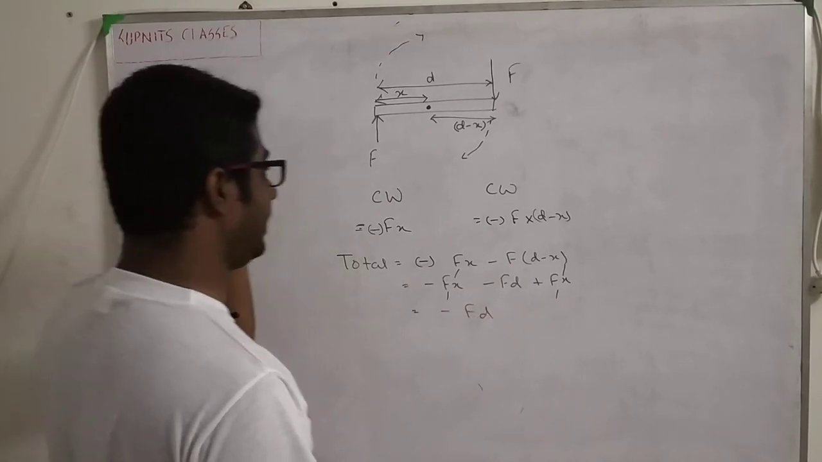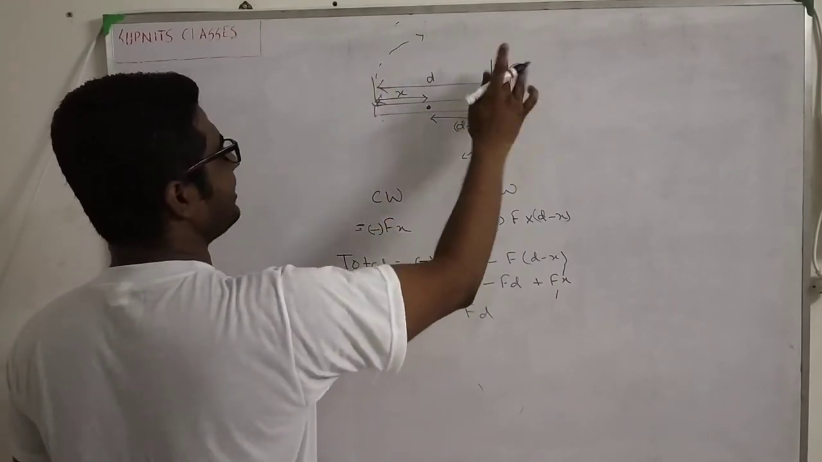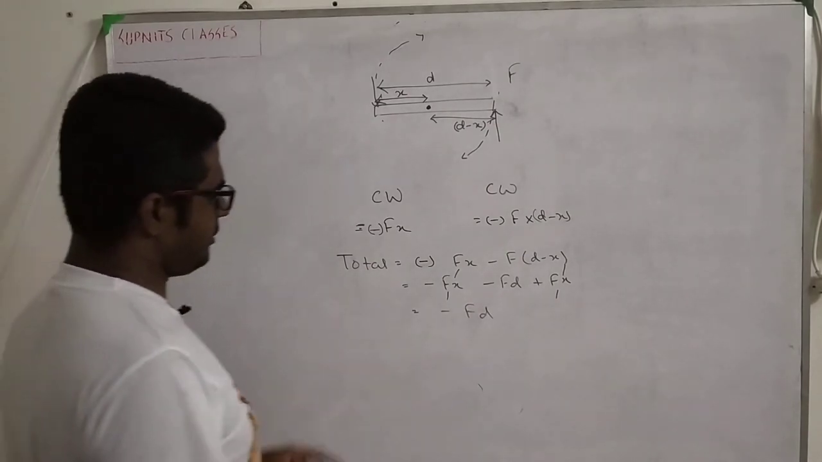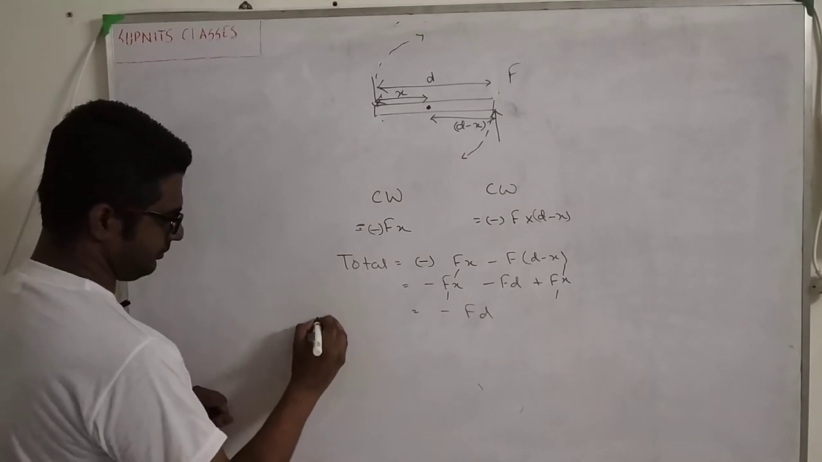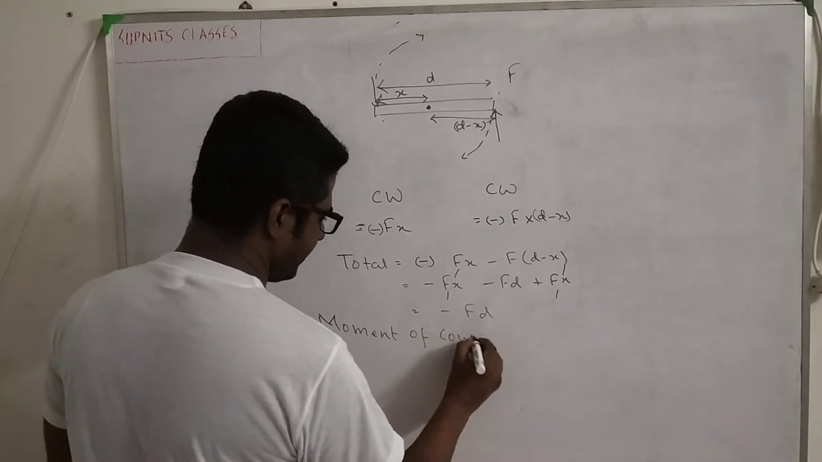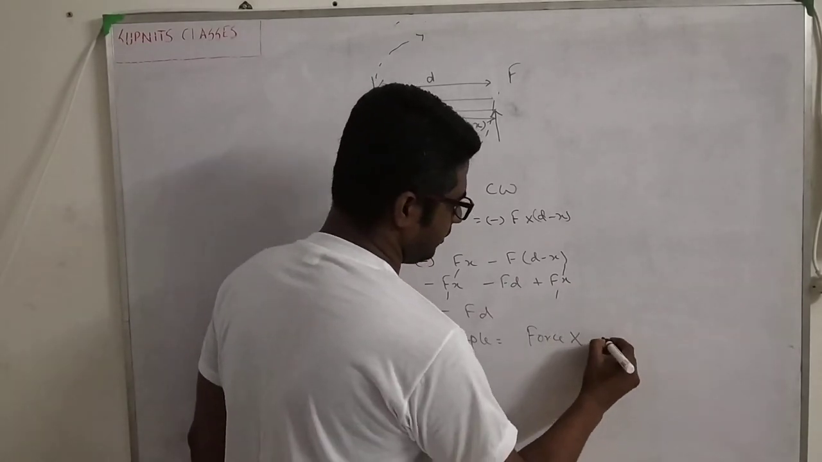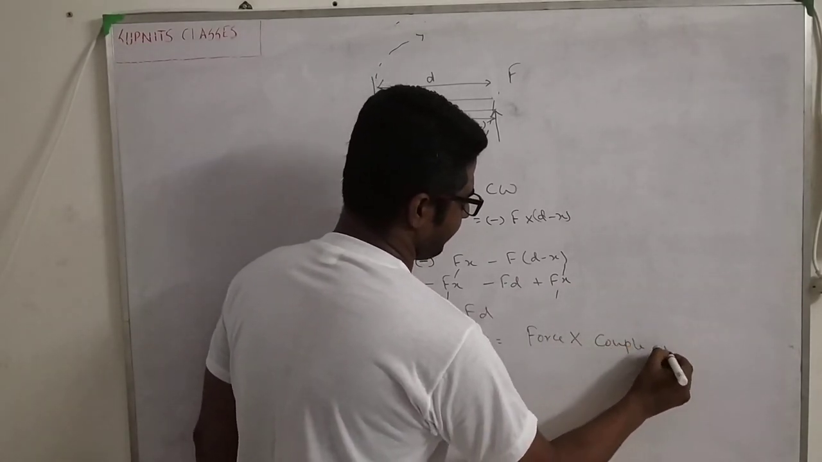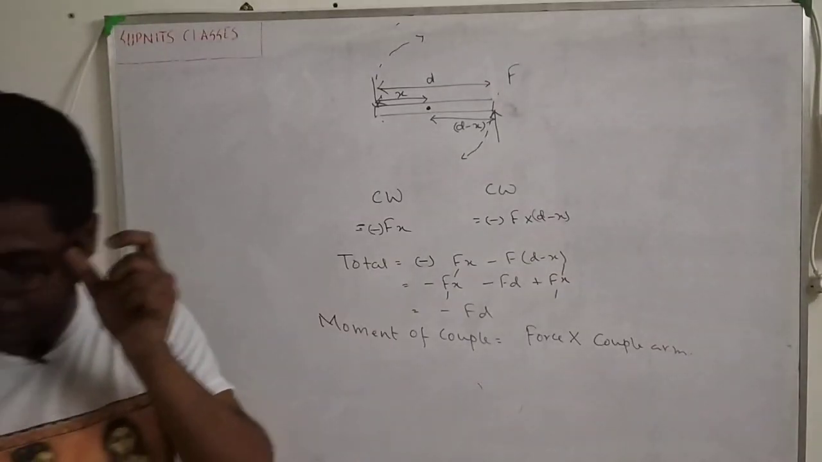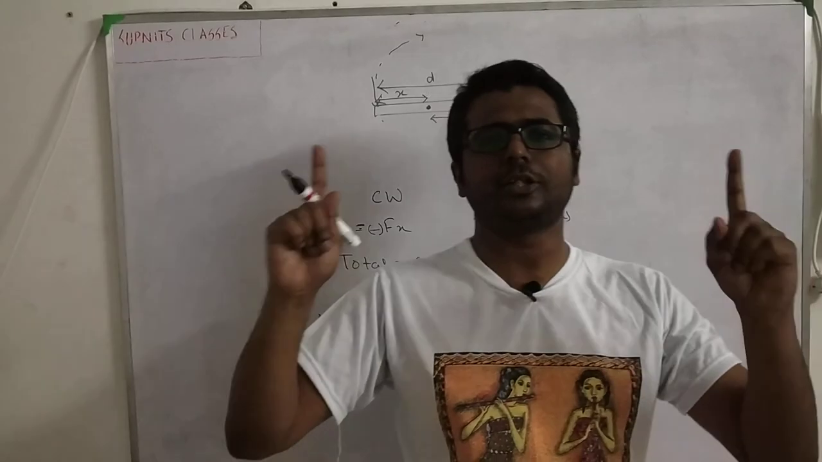So this negative sign is due to the total moment being clockwise. If the same one I would have drawn like this and like this, then it would have been anti-clockwise, and it would have been positive. So see, for any couple, the moment of a couple is any one of the forces into the couple arm. So basically you have to multiply any one of the forces and the perpendicular distance between the two parallel forces.